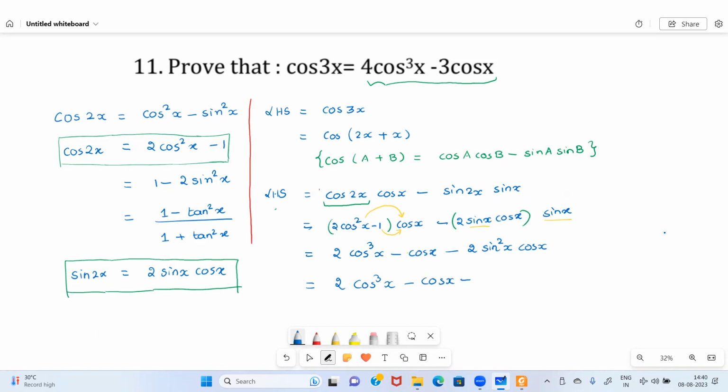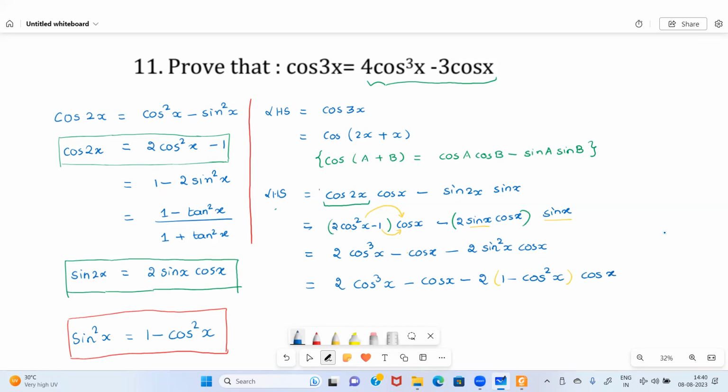Now, I don't want any sine term here, right? So what would I do? We know that sin square x plus cos square x is 1. So sin square x, we can write it as 1 minus cos square x. I'm sure in your 10th class, you would have done this several times, right? Substituting sin square x, 1 minus cos square. So 2 into sin square x, I'm going to write it as 1 minus cos square x. Clear, students?